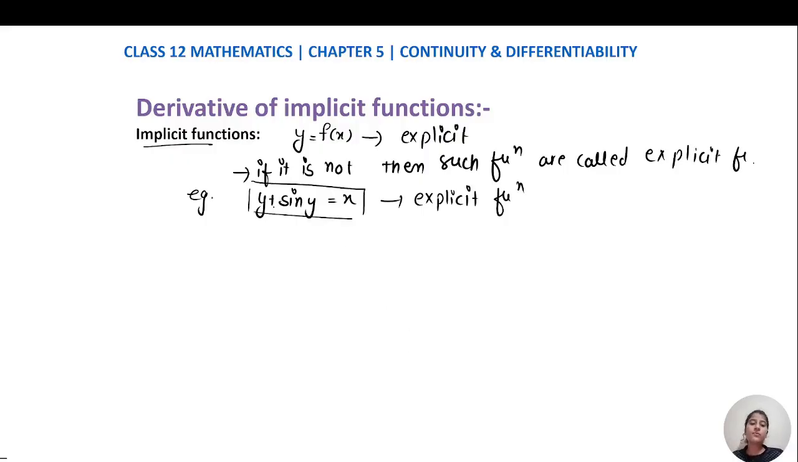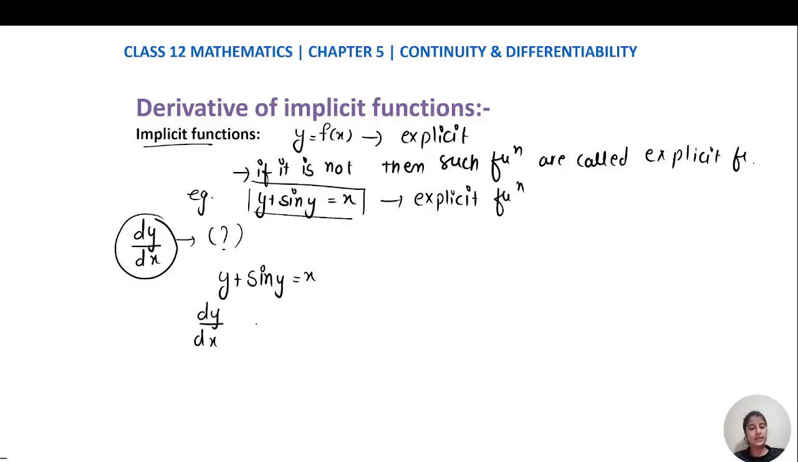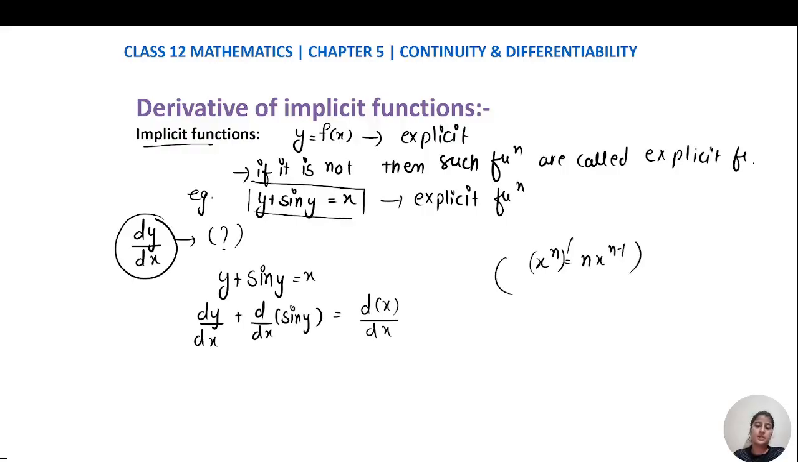Now if we have to find its derivative, that is dy by dx, for this function y plus sine y is equal to x, we differentiate both sides with respect to x. So we get dy by dx plus d by dx of sine y is equal to the derivative of x with respect to x, which is 1. We can use the standard form that the derivative of x raised to n is n times x raised to n minus 1. By using that, its derivative is 1.